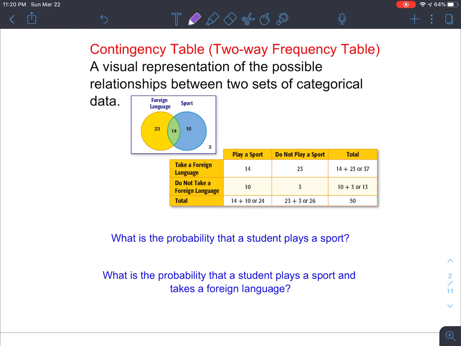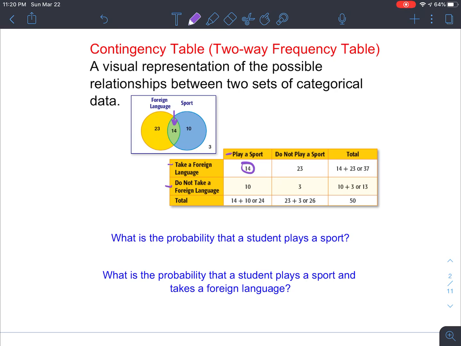Sometimes it's called a two-way frequency table. You'll see both. But basically it is a visual representation of the possible relationships between 2 sets of categorical data. So what's my 2 sets of data? Students who take foreign language, students who play a sport. Now we have to look at all the relationships between that, such as play a sport and taking a foreign language, which we know is represented by this green area, so we put that total there.